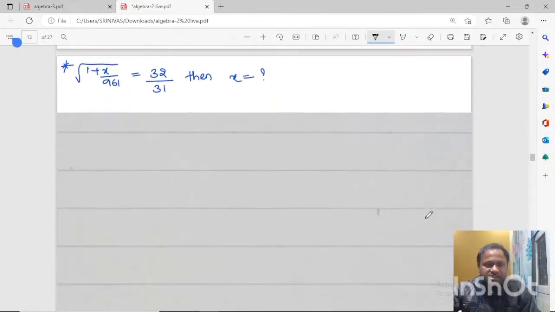So this is how much you got. Square on both sides and simplify. You will get the answer.